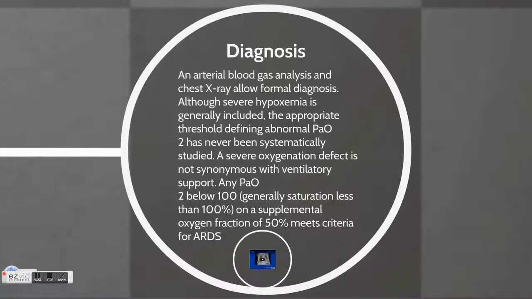Diagnosis: an arterial blood gas analysis and chest X-ray allow formal diagnosis. Although severe hypoxemia is generally included, the appropriate threshold defining abnormal PaO2 has not been systematically studied. A severe oxygenation defect is not synonymous with ventilatory support. Any PaO2 below 100, generally saturation less than 100, on a supplemented oxygen fraction of 50% meets criteria of ARDS.